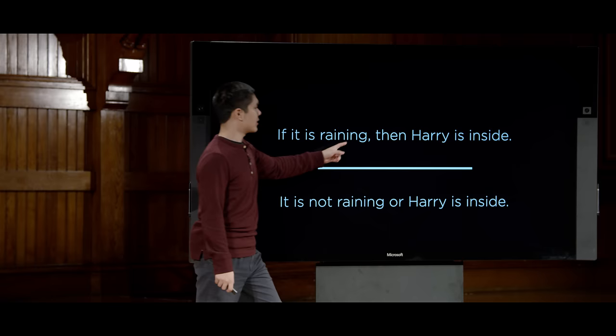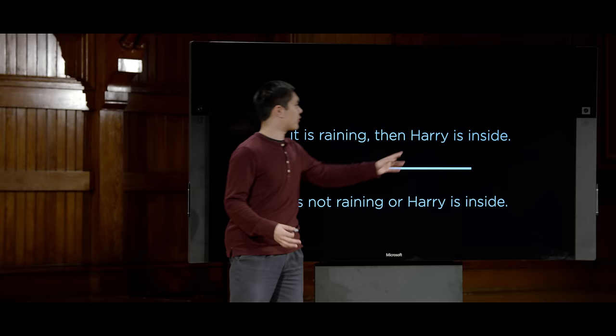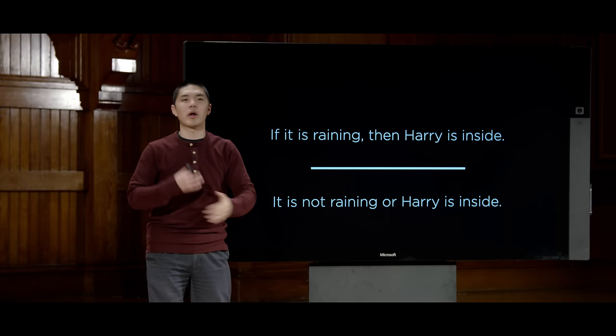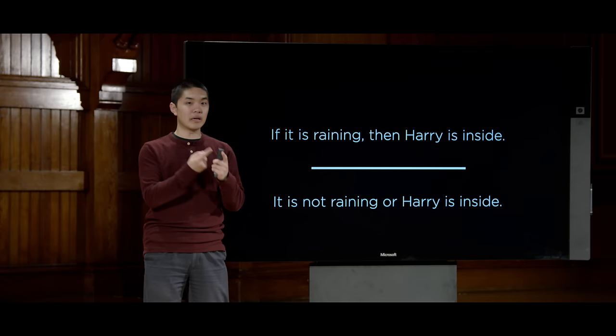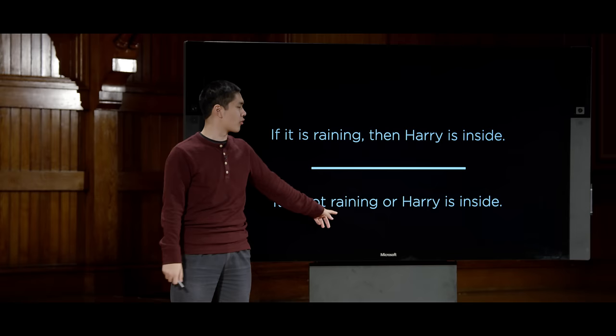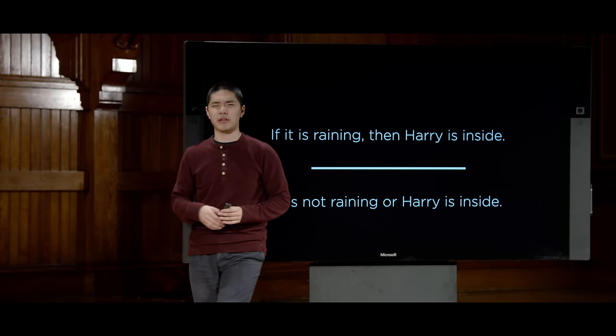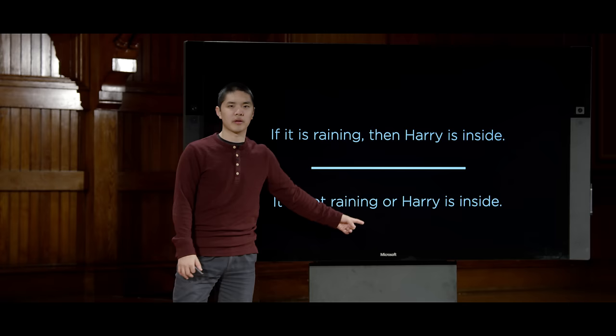So what is the other possible case? Well, if Harry is not inside, then I know that it must not be raining. So one of those two situations must be true. Either it's not raining, or it is raining, in which case Harry is inside. So the conclusion I can draw is either it is not raining, or it is raining, so therefore Harry is inside. And so this is a way to translate if-then statements into or statements. And this is known as implication elimination.